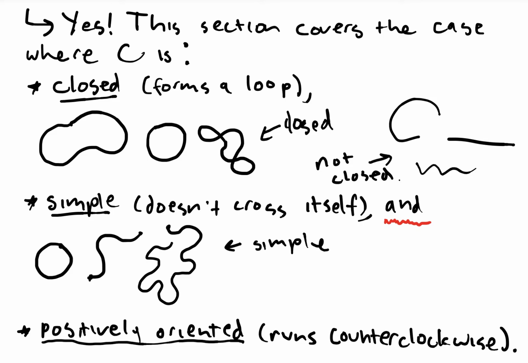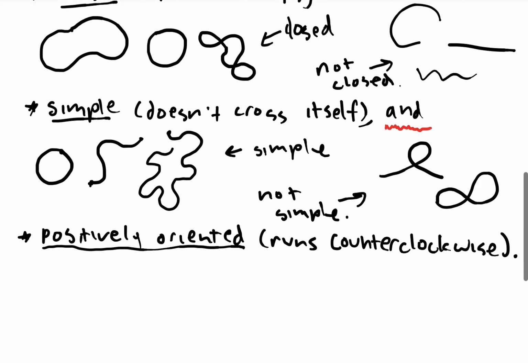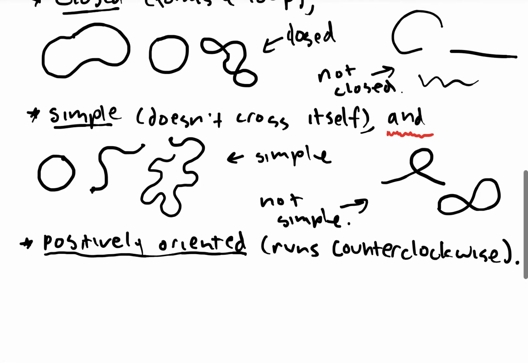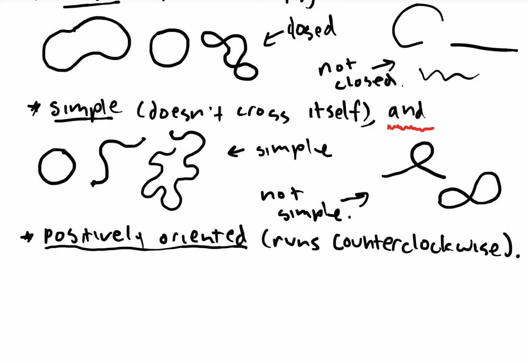On the other hand, if you have a curve that crosses itself in any sort of manner, be it closed or not, these guys are all not simple. Okay? And then finally, the last of the criteria that we're going to need for the types of line integrals that we're investigating, we also need these curves that we're integrating over to be positively oriented. What I mean by positively oriented is that I need these curves to run counterclockwise.